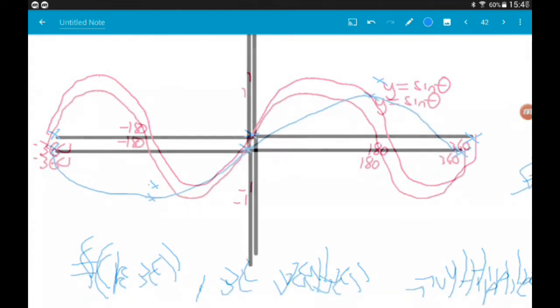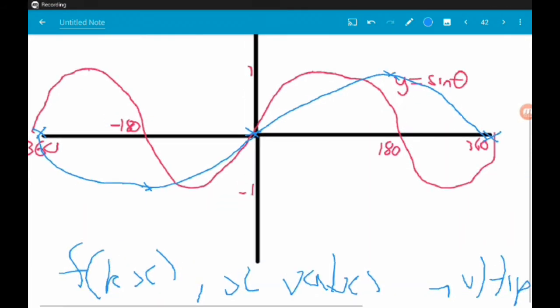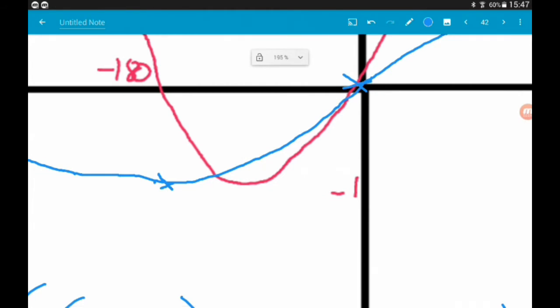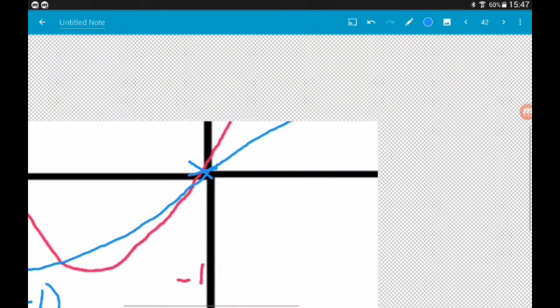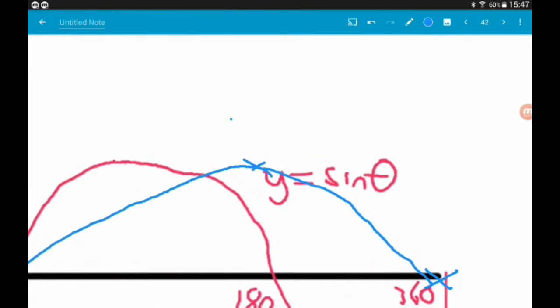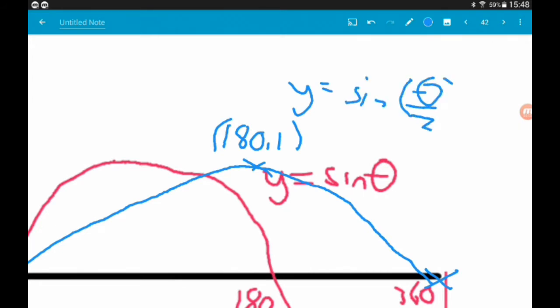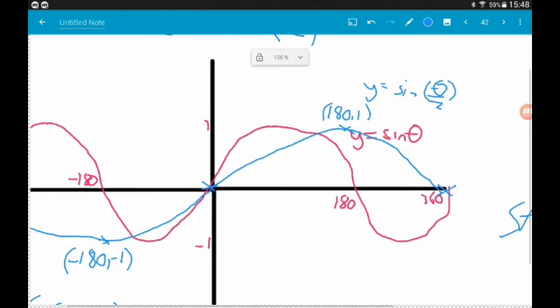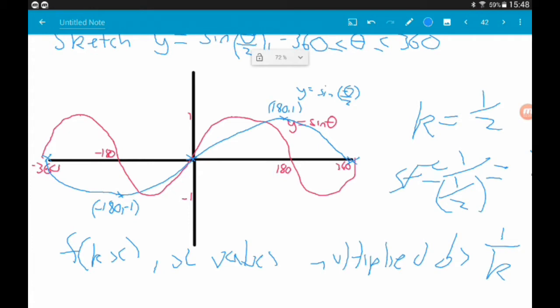Now I'm going to join it up. Okay, so there is our graph. So this point here is now minus 180, minus 1, and this one up here is now positive 180, positive 1, and that is our graph y equals sine of theta over 2. So it's stretched it along the x-axis. It's now made our graph longer. Important to notice, it hasn't changed any of the y values at all. Okay, let's do one more with sine.